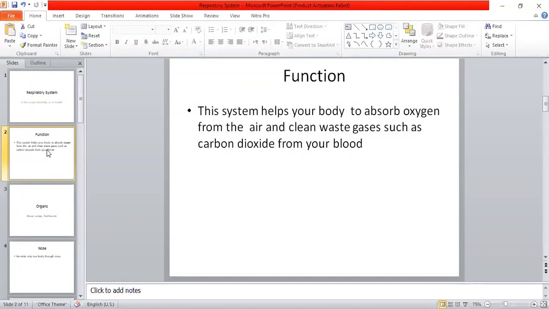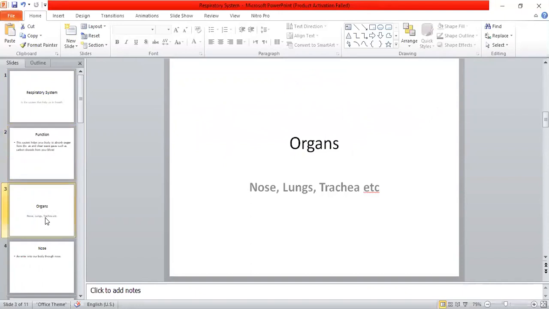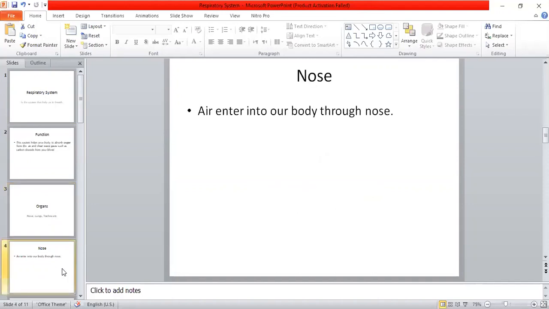How this all happens, now I will show you. What organs are involved in it? First of all, the organs involved in the respiratory system are the nose, lungs, trachea, and many others also, but the main organs are these. First is the nose. It is an external organ from where air enters inside the body.